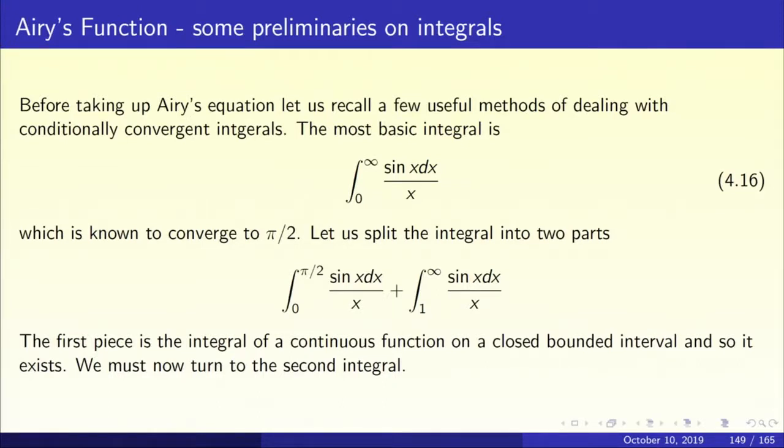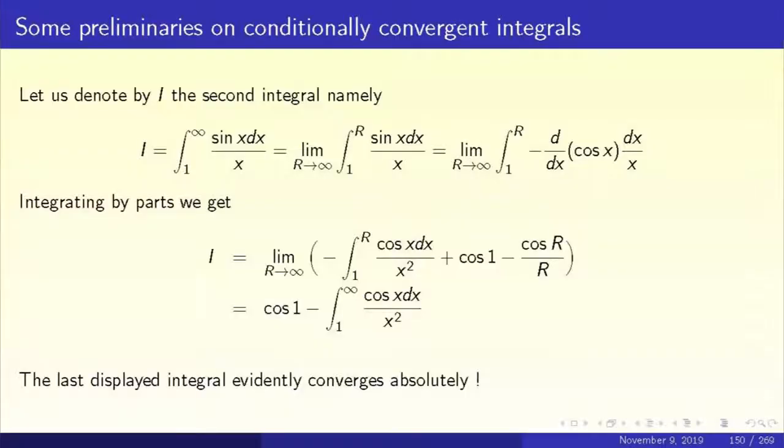So let us split the integral into two integrals. Integral from 0 to pi by 2 of sin x dx upon x plus integral from 1 to infinity of sin x dx upon x. The first piece is the integral of a continuous function on a closed bounded interval, and so it is finite and then nothing more need be said about it. The second piece, integral from 1 to infinity of sin x dx upon x. Let's turn to that. Let's denote the integral by I. So I equals integral 1 to infinity of sin x dx upon x.